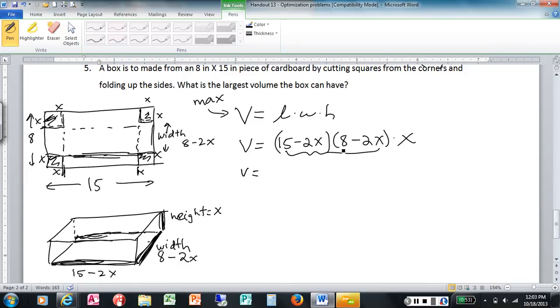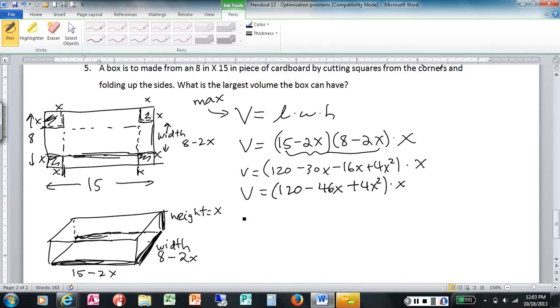So 15 times 8, isn't that 120? And then 15 times minus 2x is minus 30x. And then minus 2x times 8 is minus 16x. And minus 2x times minus 2x is plus 4x squared. And then times the x. So the volume is 120 minus 46x plus 4x squared, times x. So it'll be 120x minus 46x squared plus 4x cubed. I'm going to distribute the x to all those. That sound okay to you?